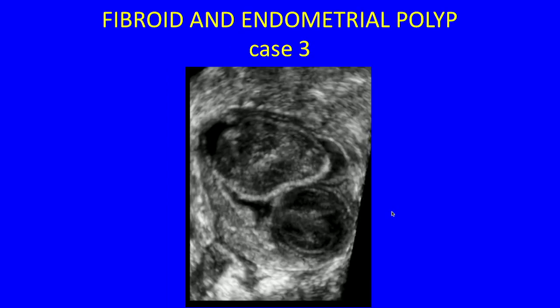In this case, this is an almost coronal view of a submucosal fibroid and an endometrial polyp in the same case, and you can see that they look a little bit different. The endometrial polyp has a bright ring of endometrial tissue on its outside, and you can only see it because there's some fluid all the way around. So, a little fibroid and a polyp.